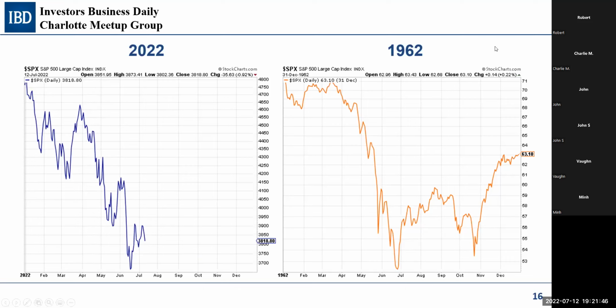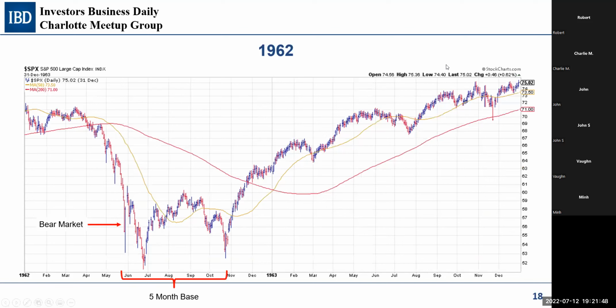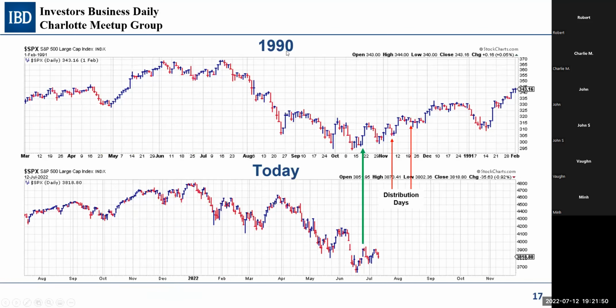All right. Here's another example with 1990. We're trying to figure out, could we be here in this bear market, where we've got this rally off the low, making a higher low here.